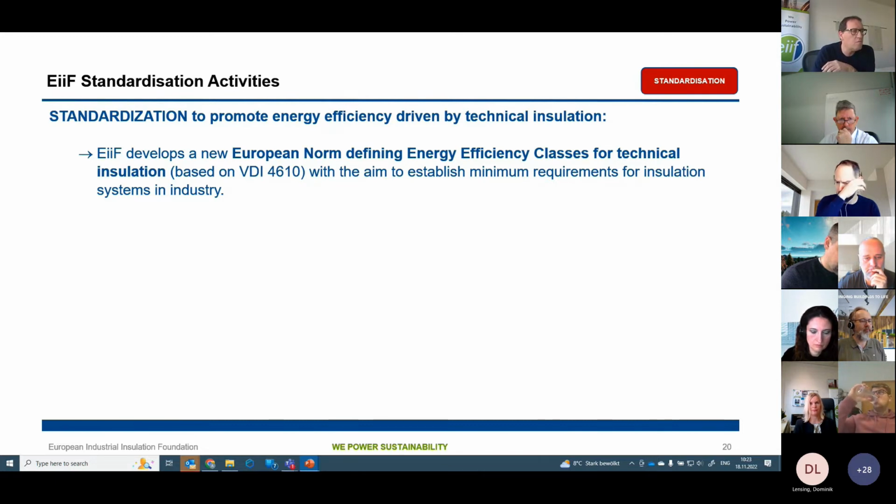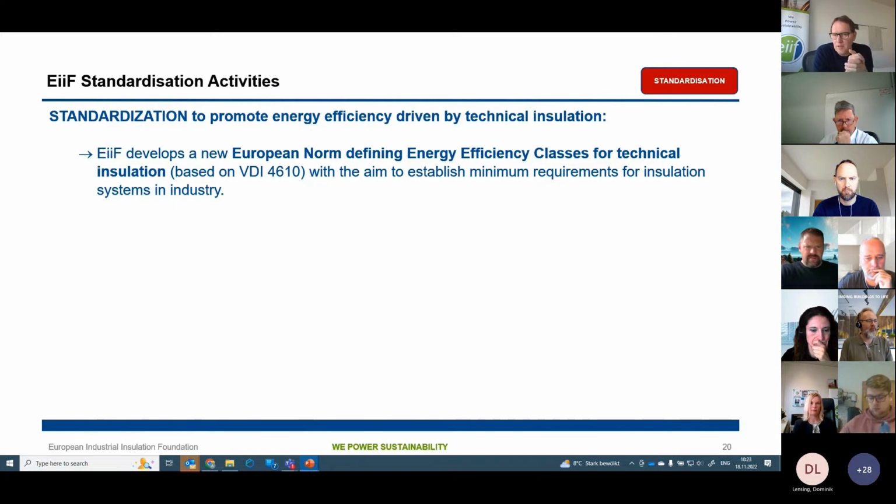So one of the most important standards also for the lobby work we do, because if this norm is out, we can ask for minimum requirements. And we can already see a small success in the Netherlands. They even make a reference now to the VDI 4610 in the new obligation which they have.